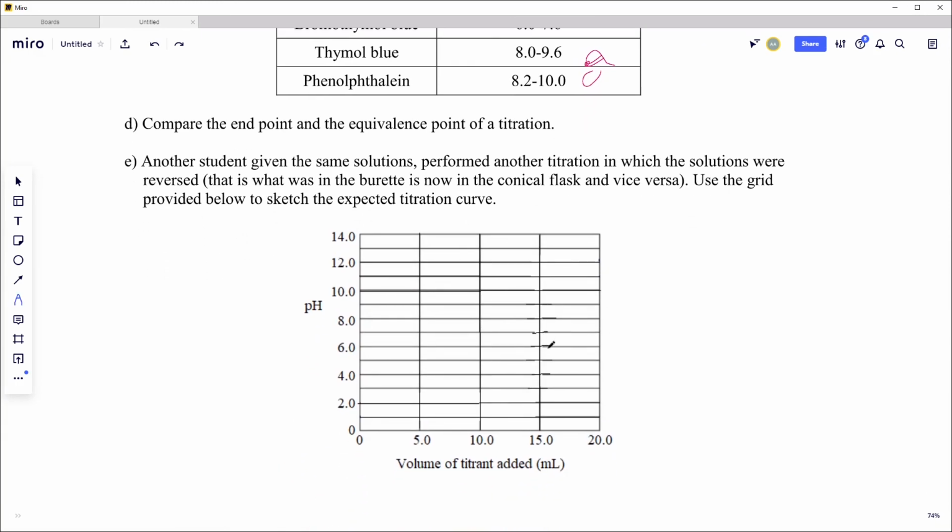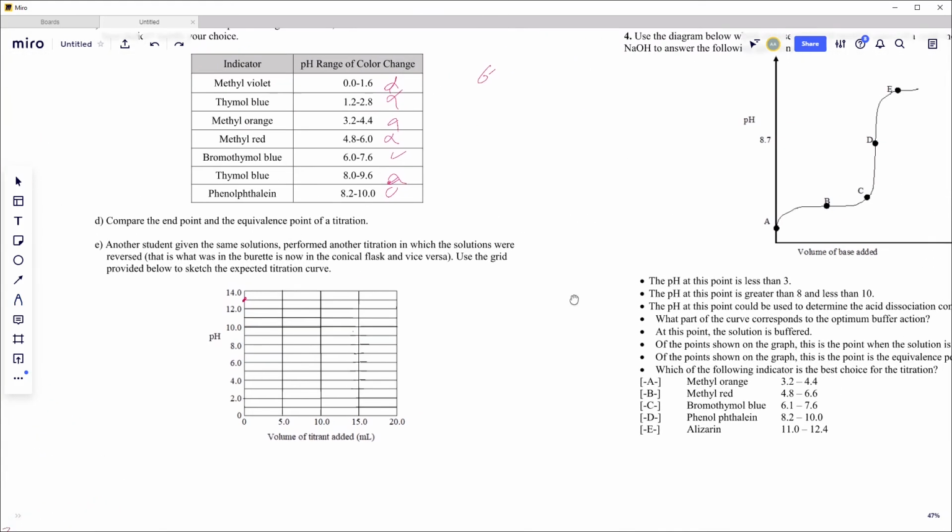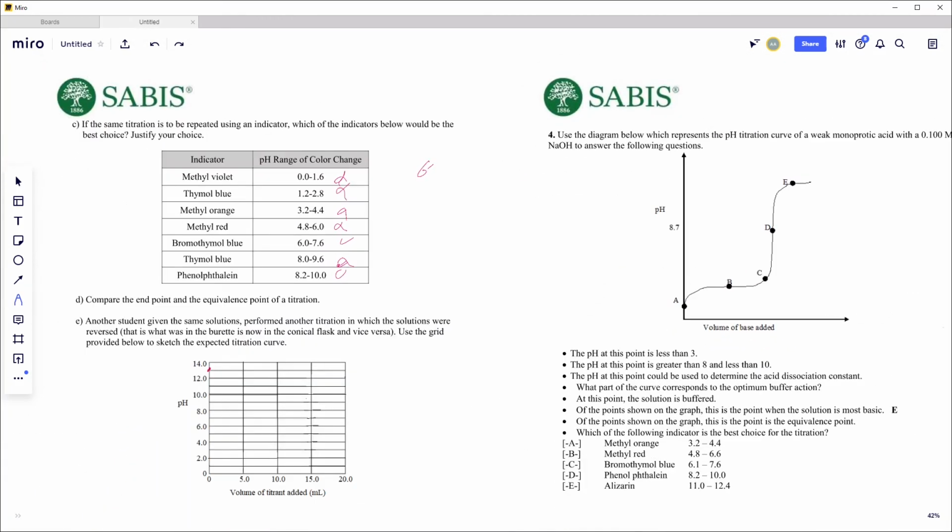Another student reversed the solutions. He swapped them: the one that was in the burette is in the conical, and the conical was in the burette. So you start with a base instead of an acid. The curve is just inverted. Literally take this, flip it, and you get that. And that's it for part E.